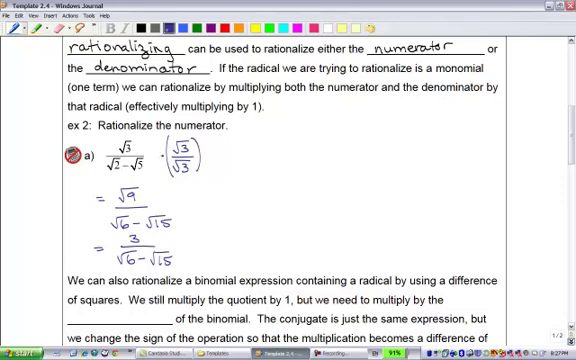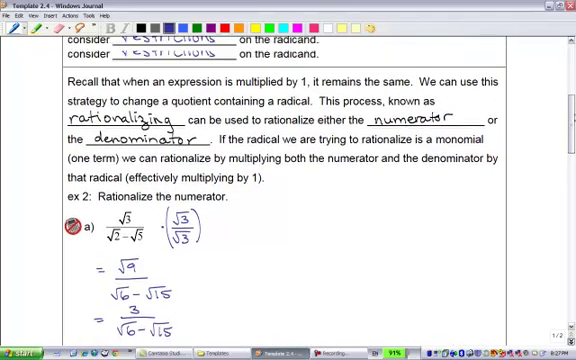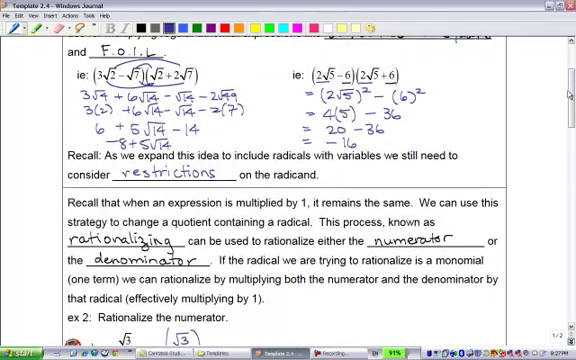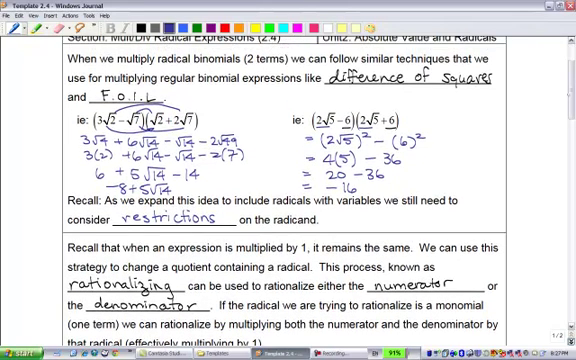We can also rationalize a binomial expression. So a binomial expression, two terms, which contains a radical, by using a difference of squares. If we scroll up to this first example we did here with the difference of squares, notice how when we had a difference of squares, we no longer ended up with a radical. We ended up with negative 16 as an answer.